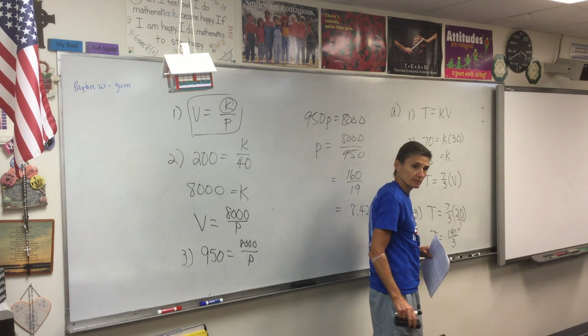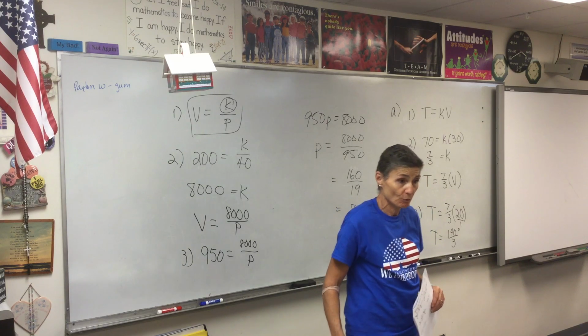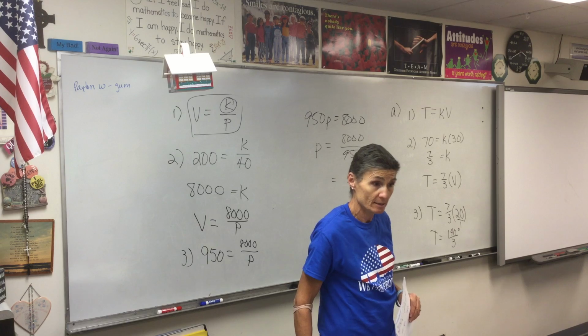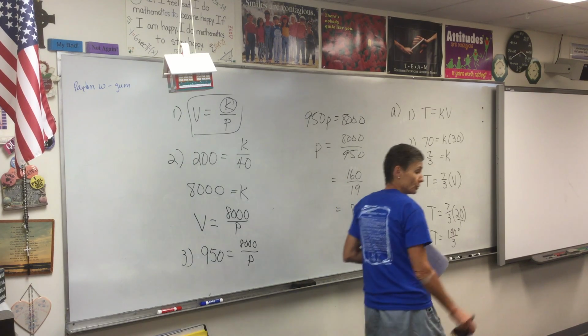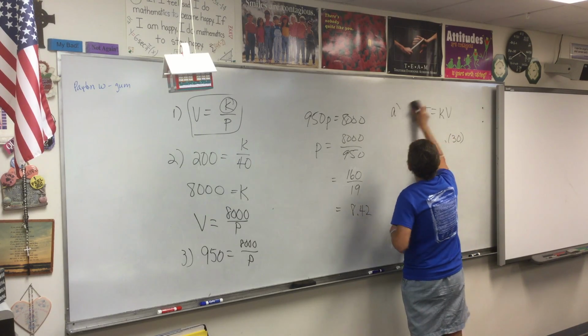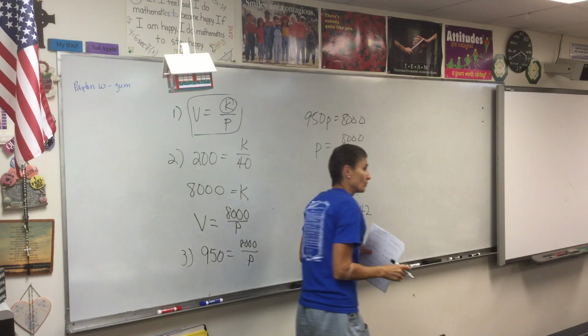Okay? So we should memorize these equations. Well, you have to know the format, the two formats. Remember that direct is y equals kx, and inverse is y equals k over x. There's only two. And remember, one is k times, and one is k divided by. I don't know how you remember.